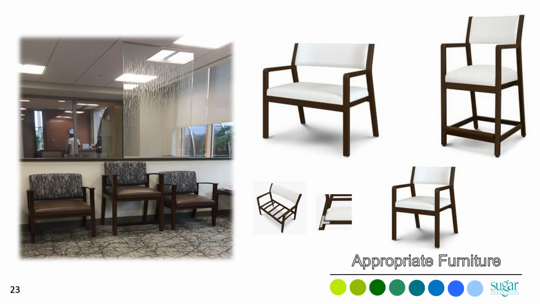Here we see 3 different types of chairs, all fabricated especially for waiting rooms. The one on the left is a bariatric chair. Looks kind of like a chair and a half. It is not a settee. A settee is a small love seat that's meant for 2 people to sit in.